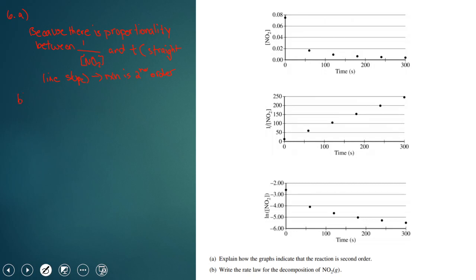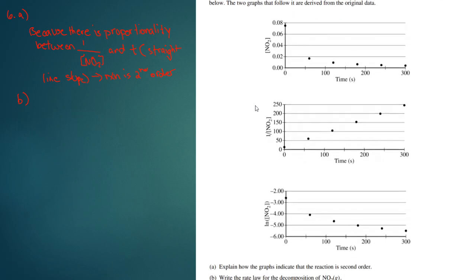Question B says, write the rate law for the decomposition of NO2. Okay, well, let's go look up here. I see our reactants are 2NO2 forming 2NO and O2. Keep in mind that when you do consider rate laws, you only consider the reactants, not the products. And so because of that, our rate law expression is going to be simply K, our rate constant, times NO2 squared because of the 2 in front. So our rate is equal to K times NO2 squared. Simple.